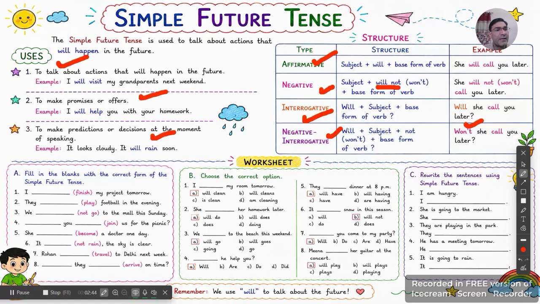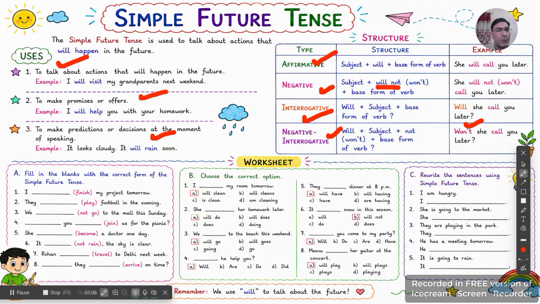The first exercise is: I dash finish my homework tomorrow. So I'll just speak the answers and you will note it down. I will finish my homework tomorrow. The second sentence: They dash football in the evening. They will play football in the evening.